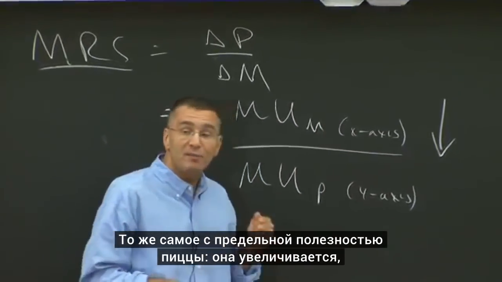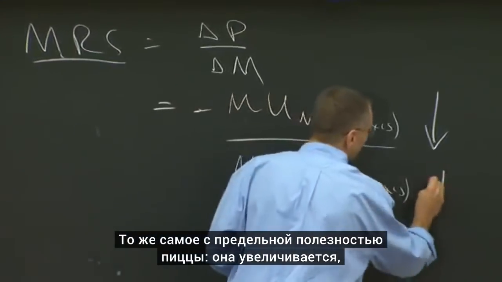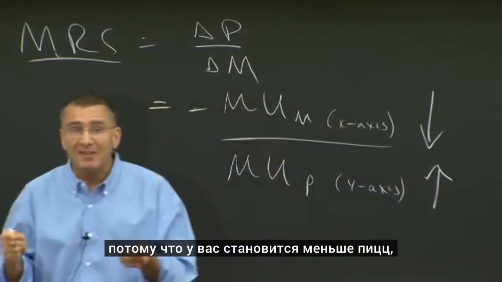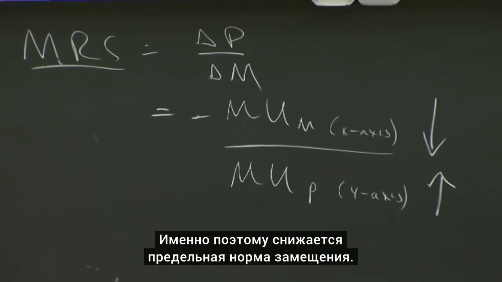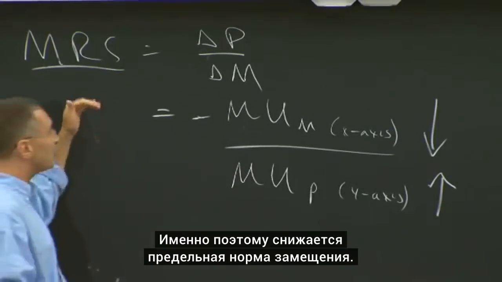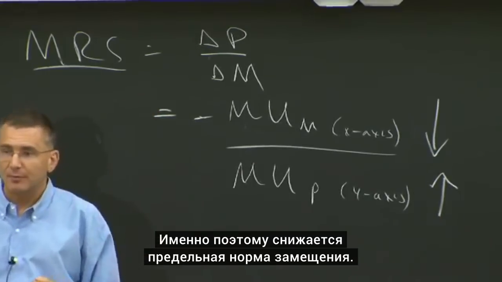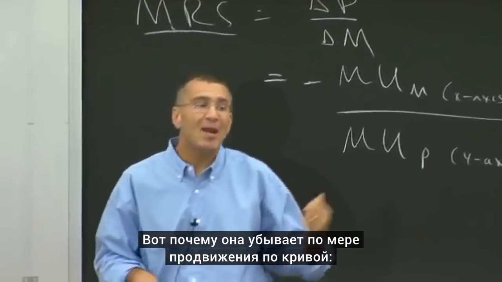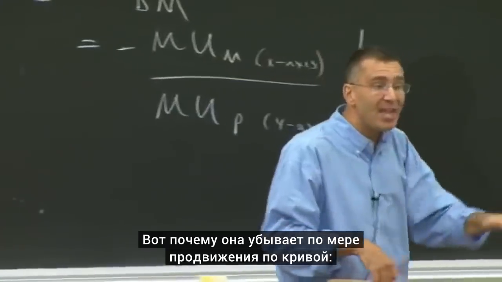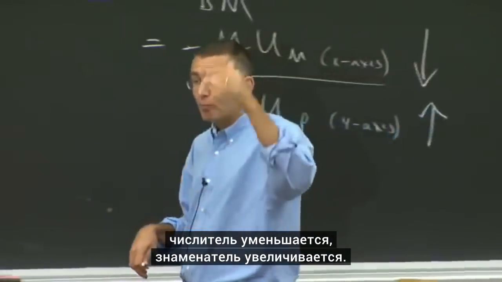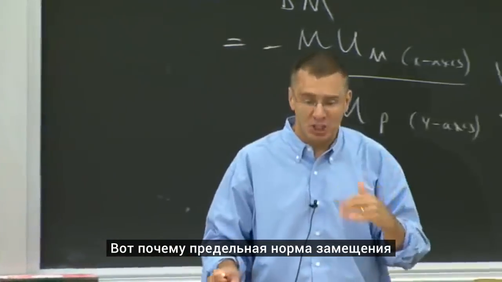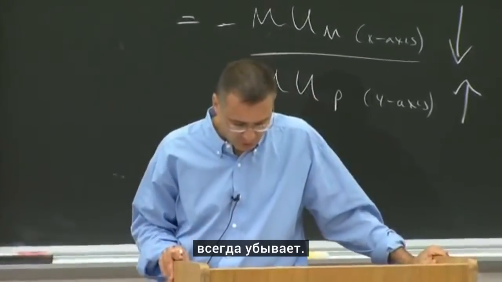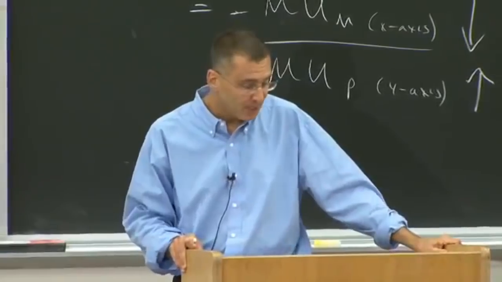Likewise, the marginal utility of pizza is increasing because you're getting less pizza, so you care about each pizza more. And that's why the marginal rate of substitution diminishes. That's why it diminishes, because as you move down that curve, the numerator's falling, the denominator's increasing. And that's why I have everywhere diminishing marginal rates of substitution.